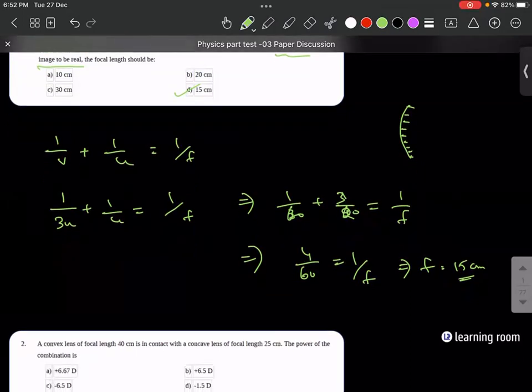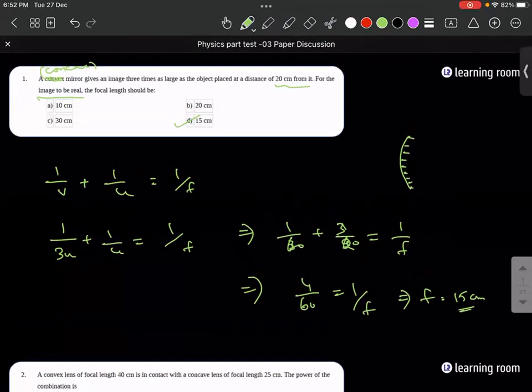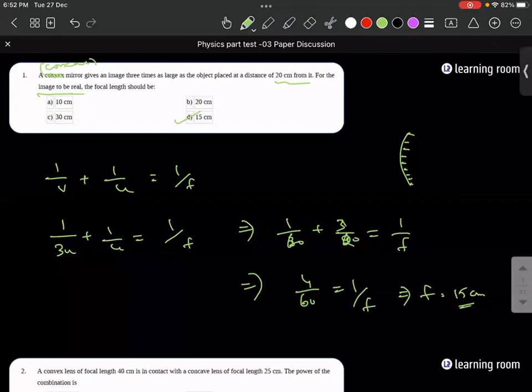Did anyone solve this? Sir, convex cannot form real, that's right. Sorry? No, sir, convex mirror cannot form real image. Right, that's right. There was a mistake. It should have been a concave mirror. But if at all you didn't follow the sign convention, the answer would have been 15. So it's like you need to get marks for this.